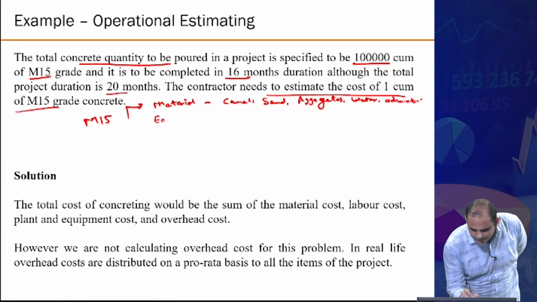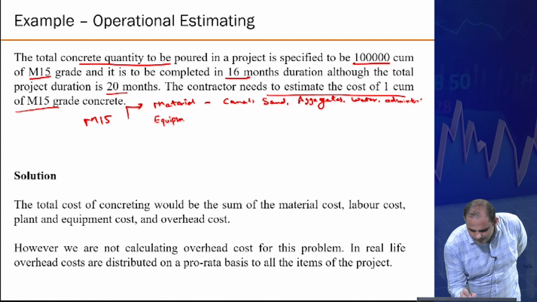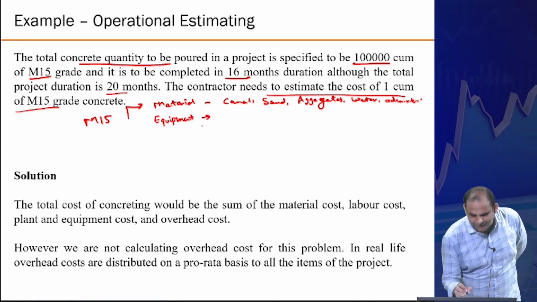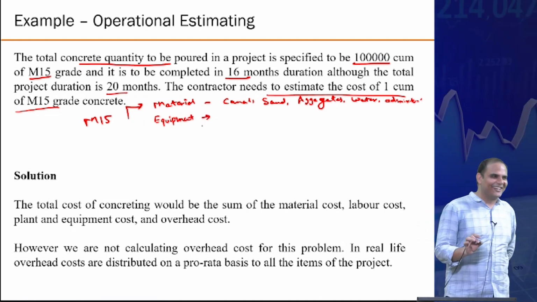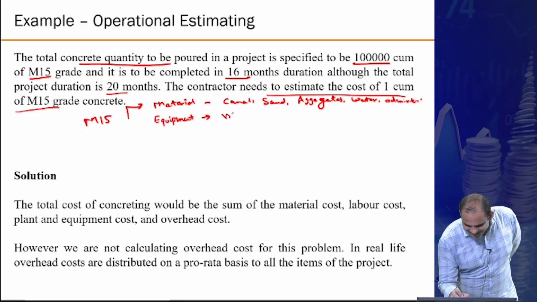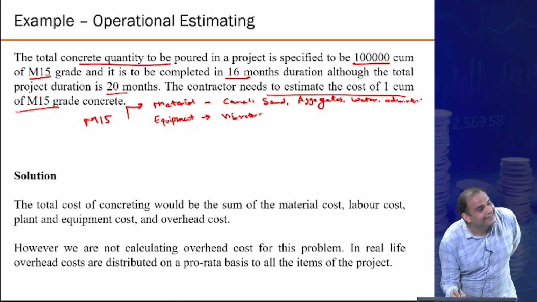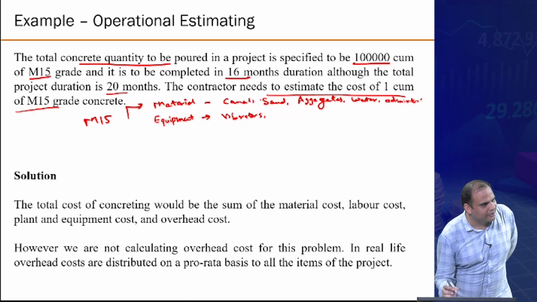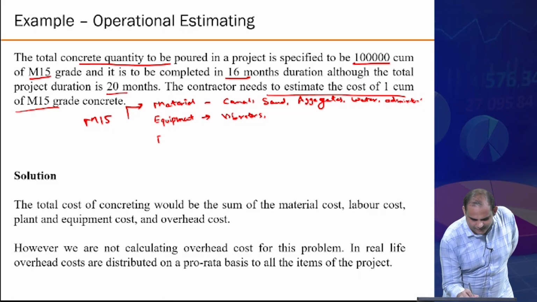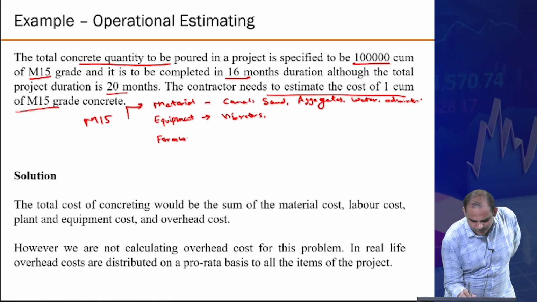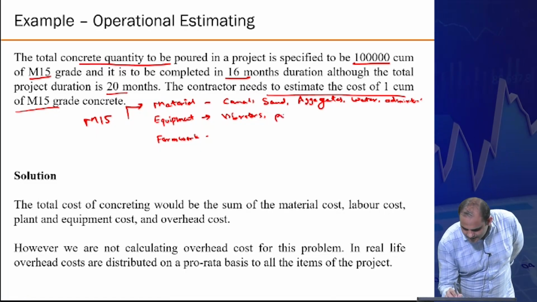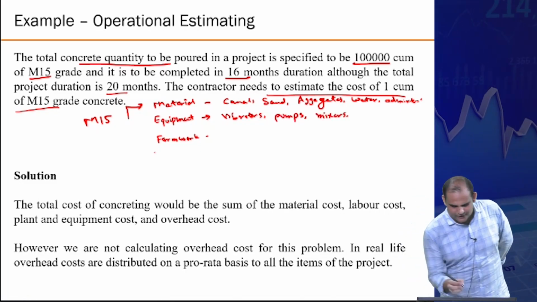Equipment, what kind of equipment? Straight away, vibrators is the first thing for concrete. What else? Shuttering. Shuttering is what? That's form work. We will keep it separately. What else? Concrete pumps, mixers, transportation.